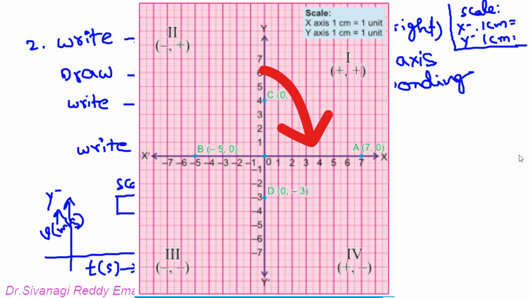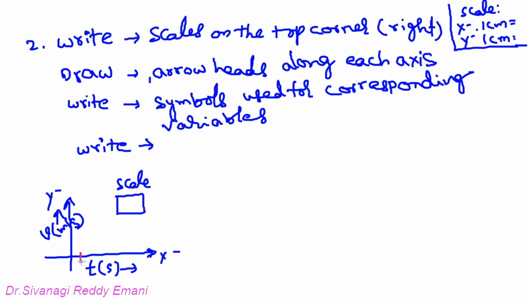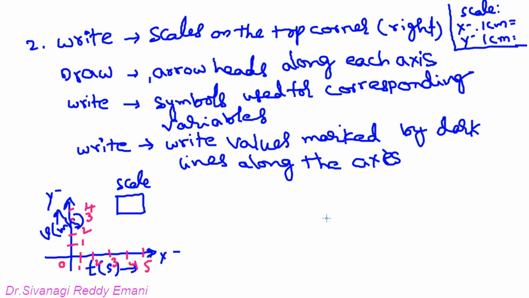So in these graph sheets, we see the lines. It means on the axis, whenever we are drawing the graph, the first thing is we have to write the scales on the top corner, then draw the arrowheads along each axis. Whenever we are drawing on the graph sheets, x-axis, y-axis, we have to draw, then write the symbols used for the corresponding variables. If it is time, use t. If it is velocity, v. If it is current, write I. If it is voltage, write V, along with units.